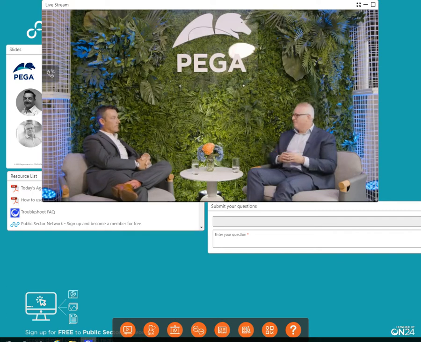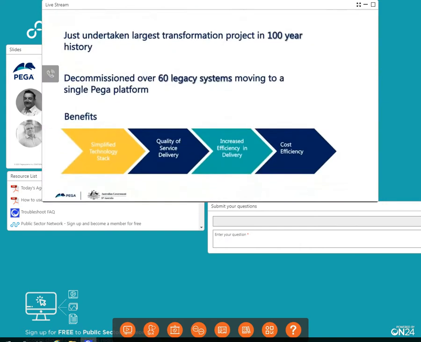Yeah, sure, Rob. IP Australia is one of the first fully digital federal government agencies, increasing its digital transaction services. The agency has just undertaken one of its largest transformation projects in its 100-year history to realise its vision to provide a world-leading IP system. As part of the transformation, the agency has launched its Rights in One program. The Pega system replaced over 60 legacy systems, allowing all IP rights to be managed on a single platform. We have seen significant benefits for both our organisation and for our customers through increased efficiency, improved quality and service delivery, as well as simplifying our technology stack.